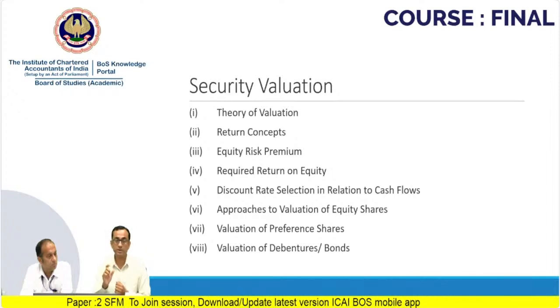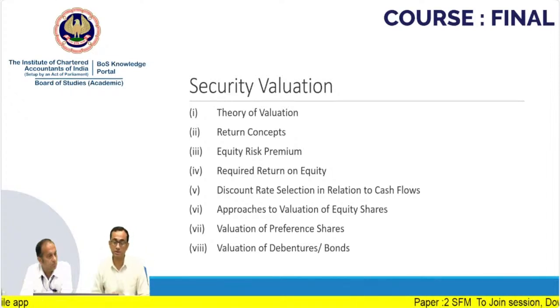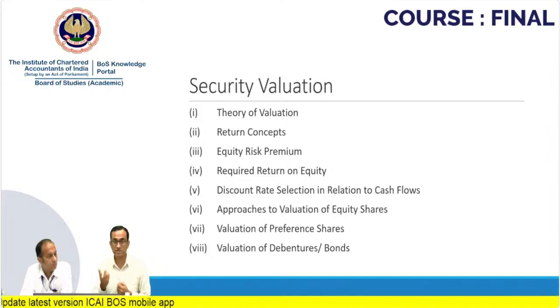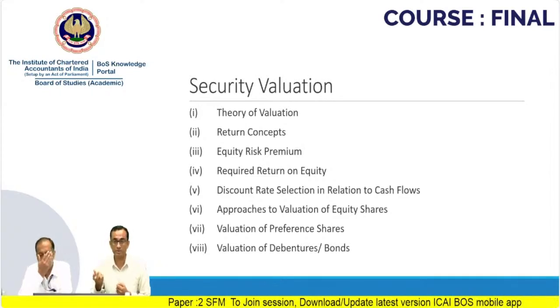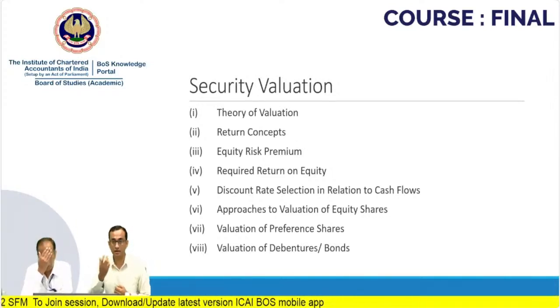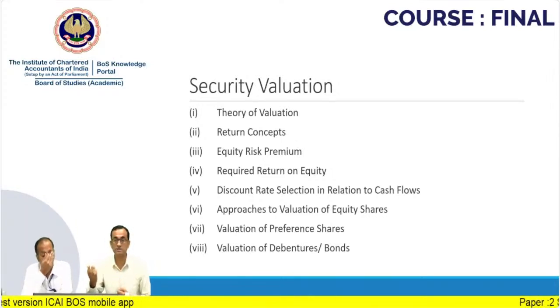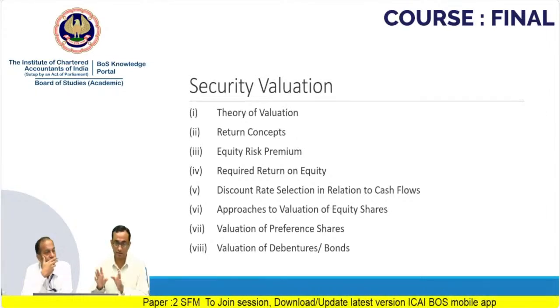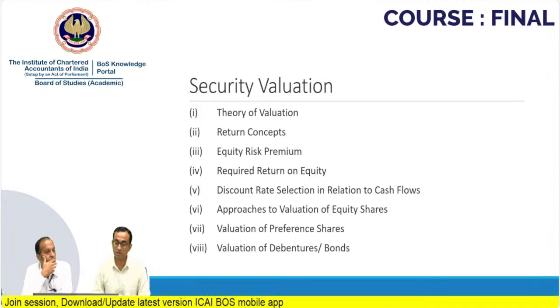For example, if an investor wants to invest in a government security, he will get 8%. But while investing in equity shares, he will get 12%. So the 4% extra which he is willing to get is actually the equity risk premium. Because in equity shares, he is taking higher risk. That is why he wants a higher premium or higher return on it. This is, you can say, the simple concept of the equity risk premium.